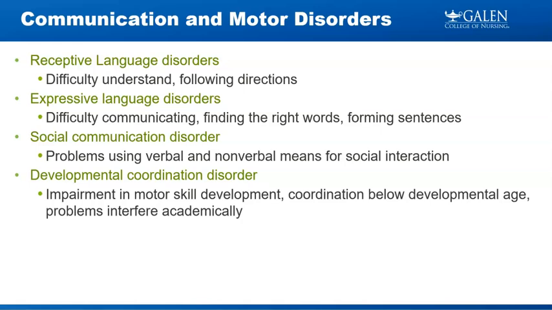Expressive language disorders involve difficulty finding the right words and forming sentences. Maybe they're not using coherent sentences. Maybe they are stuttering. Social communication disorder involves verbal and nonverbal communication and how we interact socially. In America, we have a lot of small talk, like "Hey, how are you?" that we say when we greet someone. This might be an individual who struggles with pragmatic language.